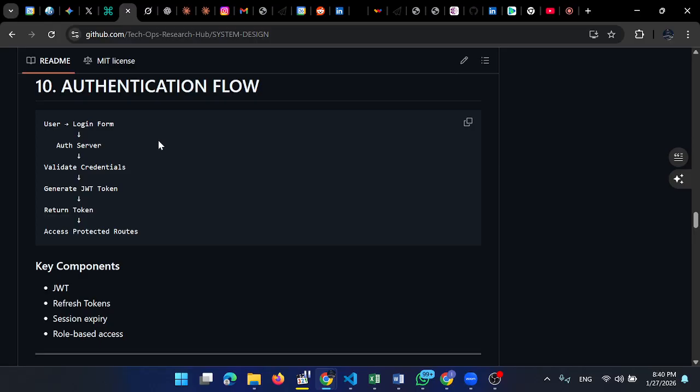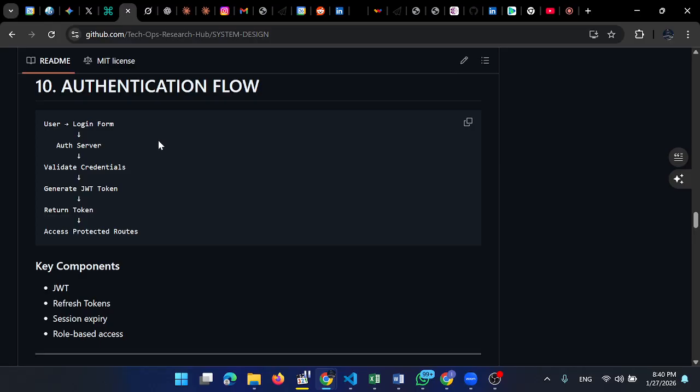So remember, there's the client section, there's the admin section, there's the merchant section. All of them have a different authentication aspect. So this flow really is important because it helps you to understand how the design aspect looks like from the user login form, authentication server, validation of credentials, generation of the JWT tokens, then the return token bit, and then now accessing the protected routes.